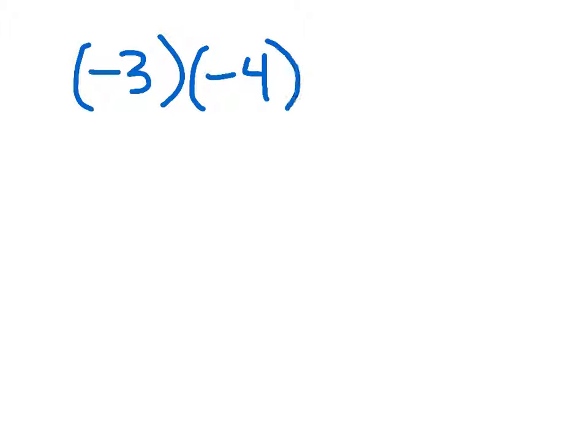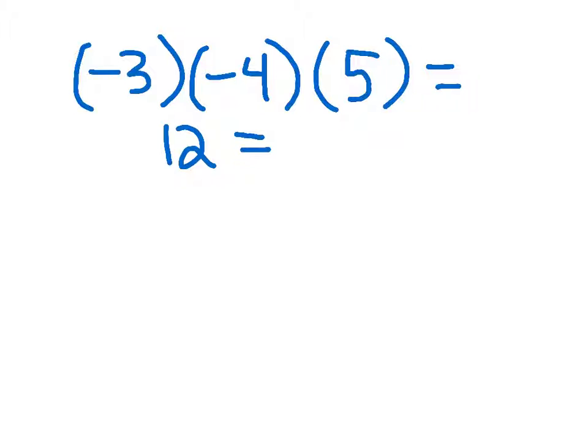The other most common confusion that kids have with negative numbers is going back to a problem like negative 3 times negative 4 times 5. I've got two negatives here, which means I know I'm going to have a positive answer. This is 12 times 5, which is positive 60.